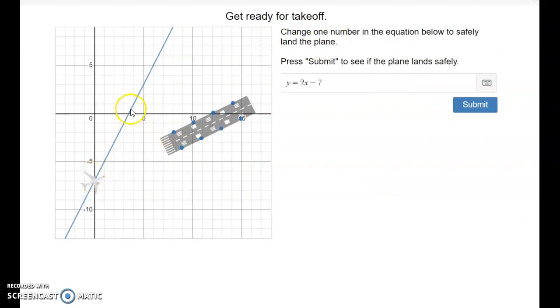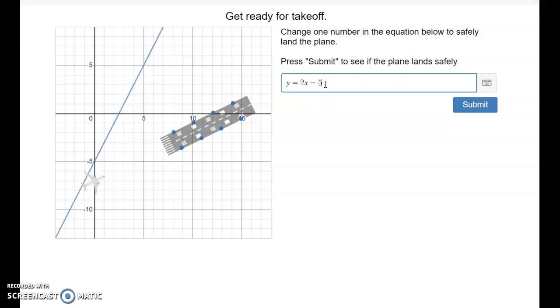So this is what I have so far. This is our startup, where I have to change one number in the equation below to land this plane safely. So let's see. If my -7, meaning my plane is down here at -7 on my y-axis, and I have a slope of 2, this is what that line's going to be. So let's see. I think let's change our y-intercept. Okay, that didn't work. So let's change our slope.